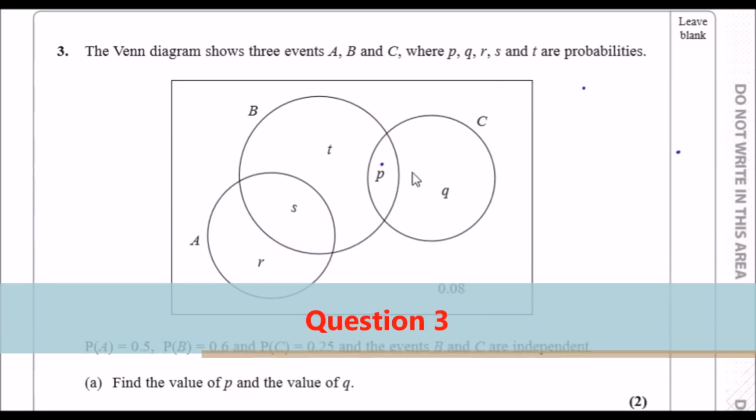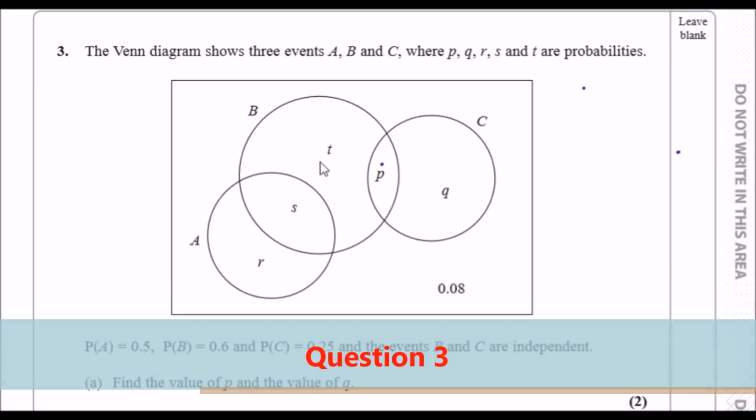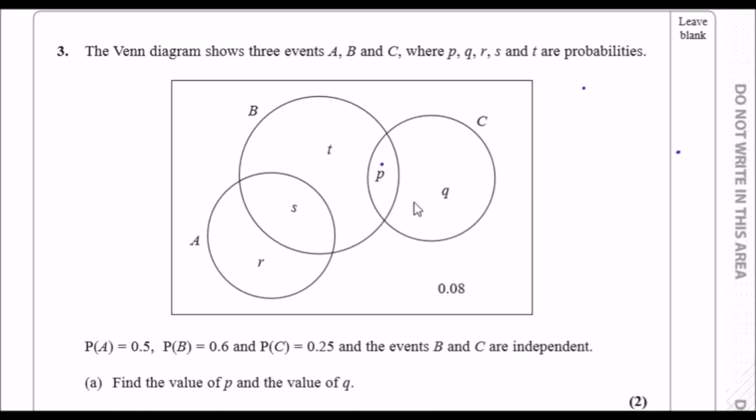So we've got a Venn diagram, a triple one, which shows 3 events, A, B, and C, with each of their respective probabilities. Now, according to this statement, the probability of A, as in the whole of A, is 0.5. So we can say instantly that R plus S is 0.5. That's basically everything in A.